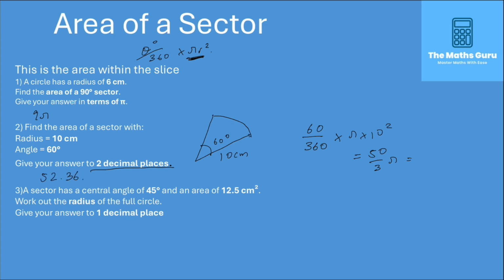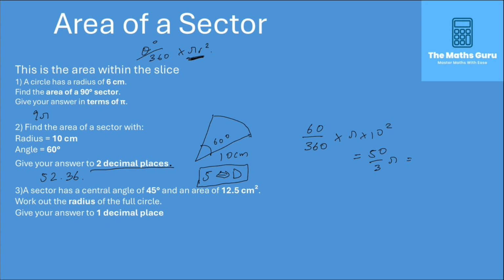So our answer is going to be 52.36. And if you don't know which button to use, if you're using a ClassWiz, it's above the numbers, in the bottom right section. It's going to be the one that looks like this. Press this button and you'll be able to see the decimal places.